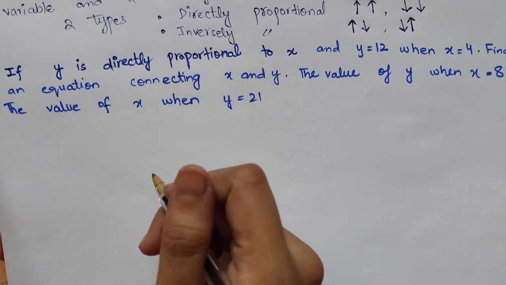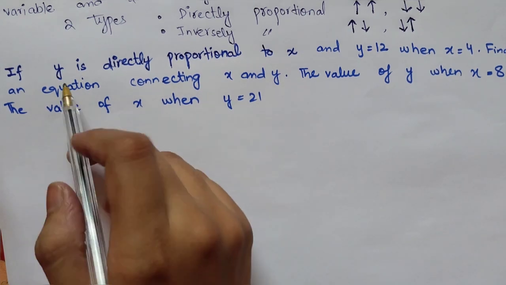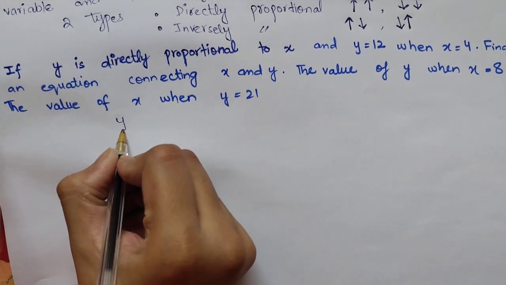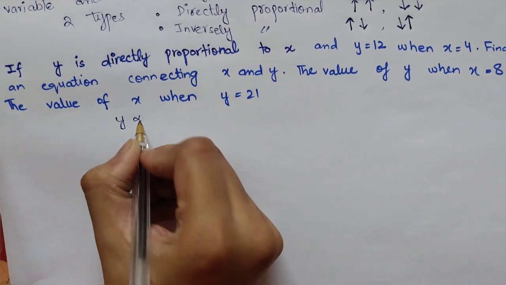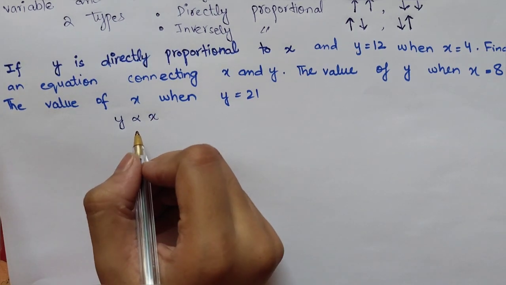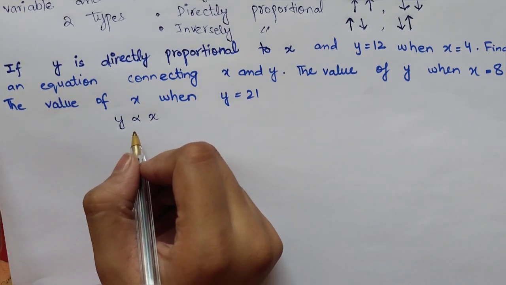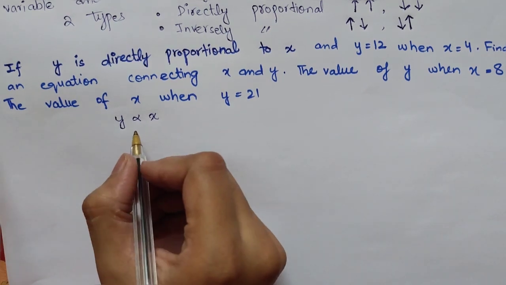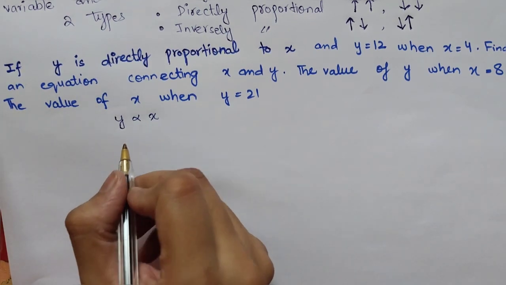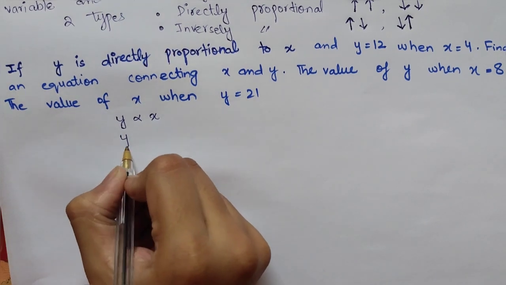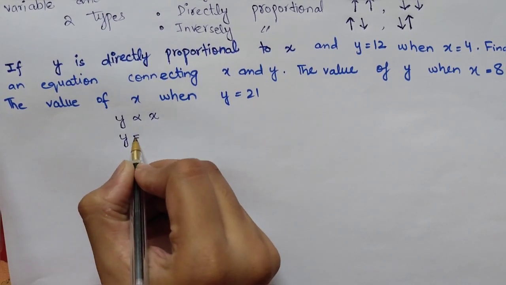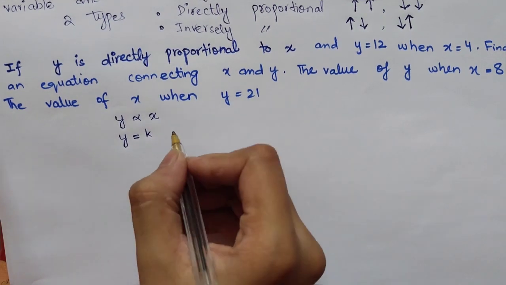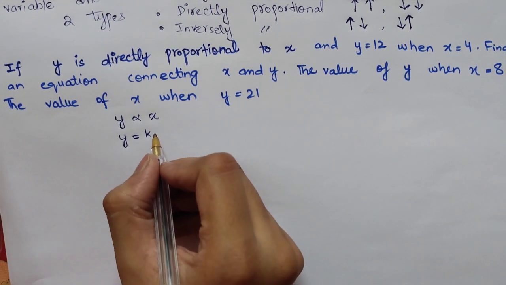So let's start. Firstly, we are given y is directly proportional to x, so we write it like this: y, this is the symbol of directly proportional, x. Okay, we are all familiar with this symbol. Y is directly proportional to x. If we replace this proportionality symbol with equality, we have to put some proportionality constant, which here I am using k. Y is equal to k of x.